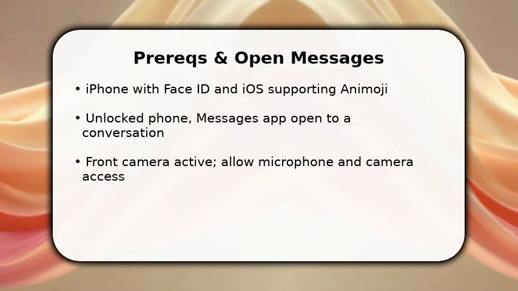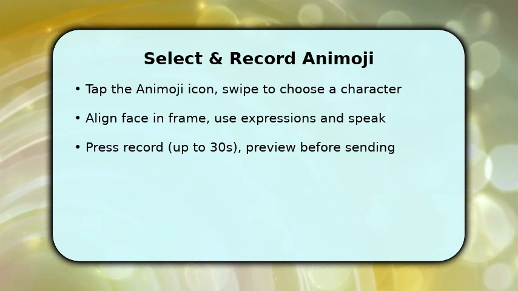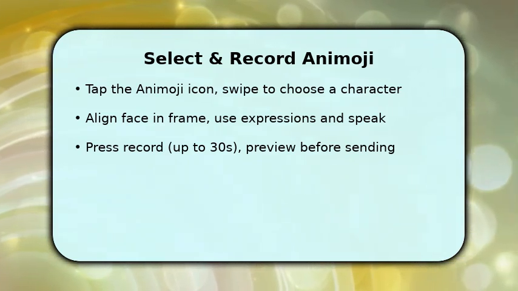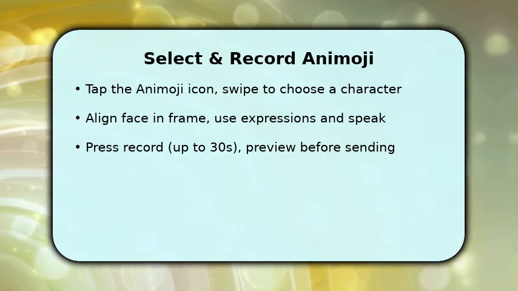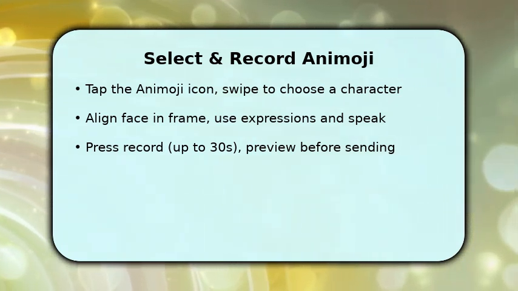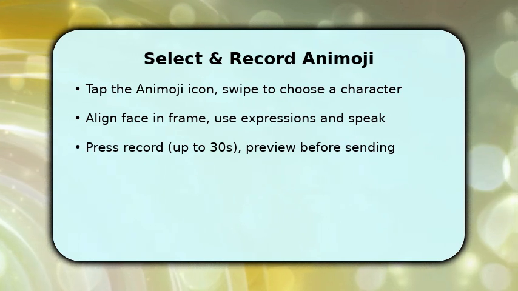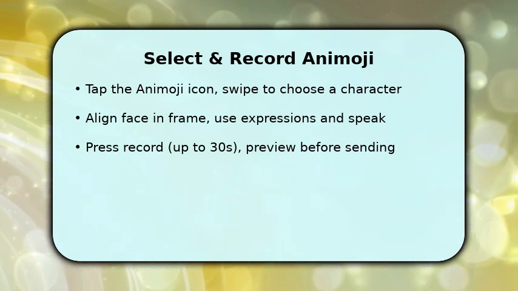Next, pick your character. Tap the Animoji icon and swipe through options until you find the one you want. Position your face in the frame and use exaggerated expressions so the True Depth sensors capture eyebrow, mouth, and head movement. This is why alignment matters. Press the red record button to capture up to 30 seconds. Speak clearly so the voice syncs with lip motion.